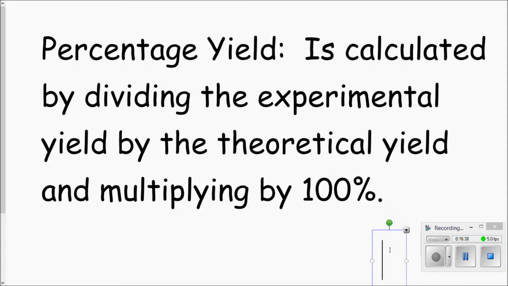The way we calculate percentage yield is by taking the experimental and dividing it by the theoretical yield and multiplying it by 100%. So, for example, if I was supposed to produce 50 grams according to stoichiometry, that's what I theoretically calculated, but I only produced 25 grams of product, 25 divided by 50 times 100 is 50%. That means I didn't do the experiment very well. So percentage yield is a way for chemists to tell if you did an experiment correctly.